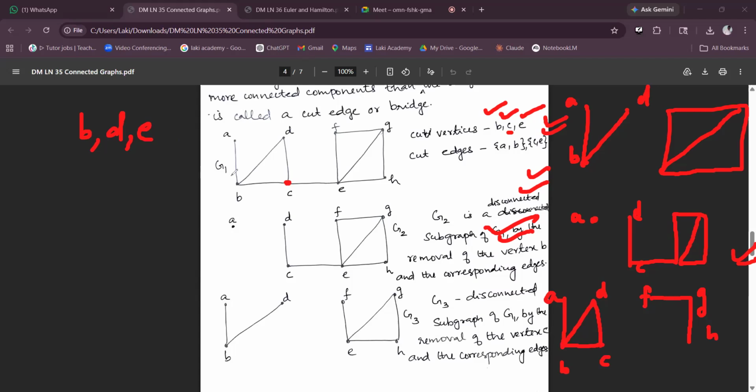So when you remove C, you will get this. When you remove B, you will get this. And when you remove E, you will get this.